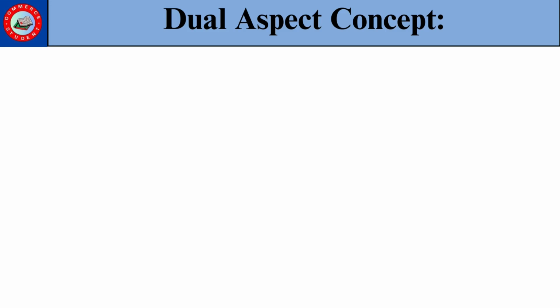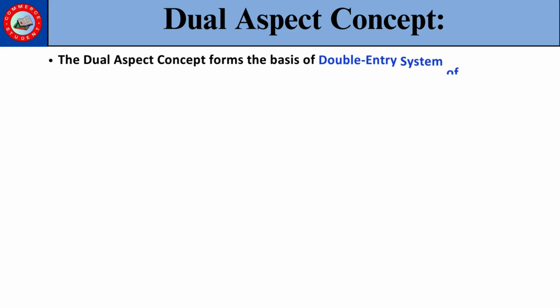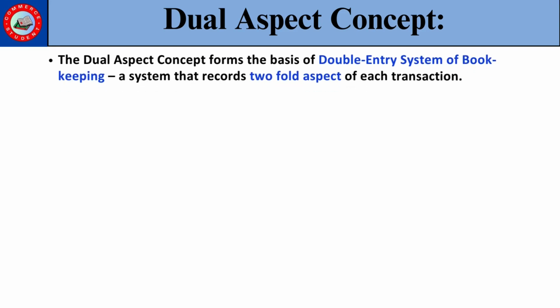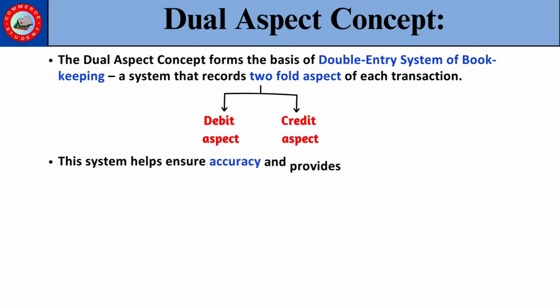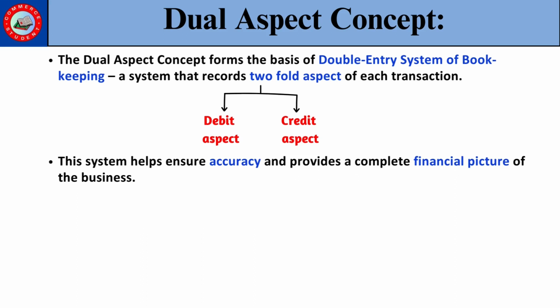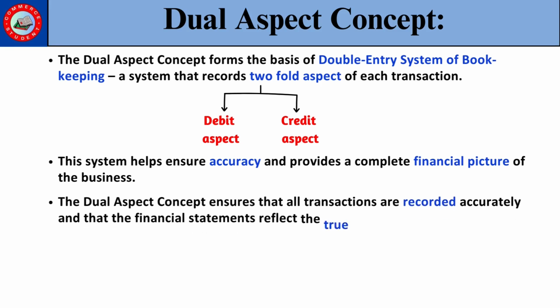This concept provides a foundation to the double entry system of bookkeeping, which records the twofold aspect of each transaction, that is debit and credit. This system ensures accuracy by balancing debits with credits. It also provides a complete picture of financial position, including assets, liabilities, income, and expenses. Therefore, the dual aspect concept is essential for accurate recording and reporting of financial transactions.